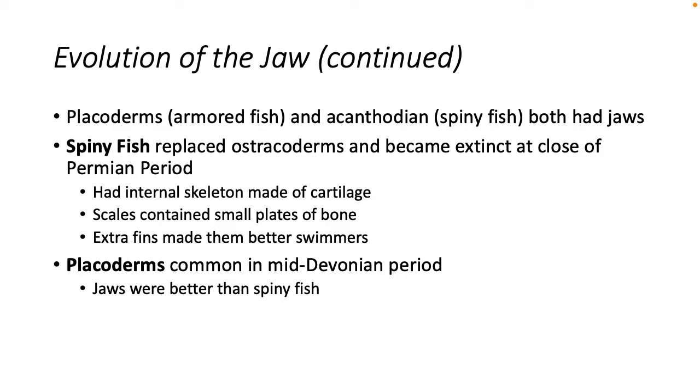So our placoderms, our armored fishes, as well as our spiny fishes called Acanthodians, both had jaws. And the spiny fish replaced the ostracoderms at the end of the Permian. And the placoderms, the ones with heavy, heavy heads, were common in the mid-Devonian period. So placoderms are armored fishes, dominated during the Devonian period. So next slide, I just got pictures showing placoderms.